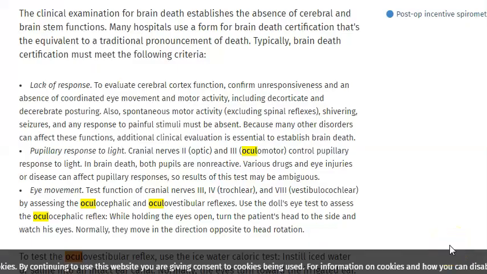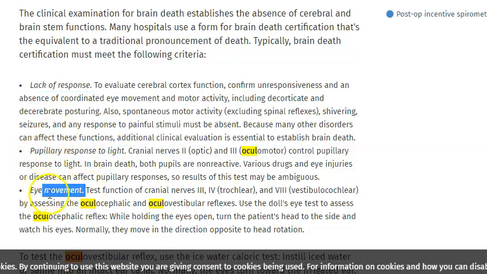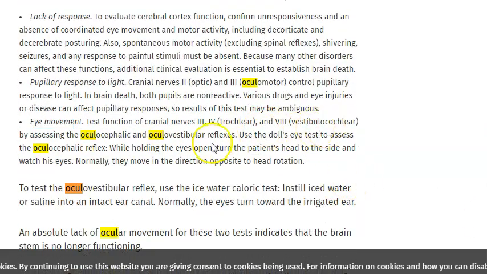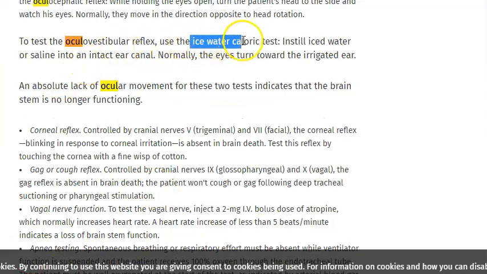So basically if a person is brain dead and they want to test for it, they use these kinds of tests, okay? Of the many tests, one of them is this eye movement. So basically they try to check for the movement of the eye. They use a lot of tests, and one of them is actually the vestibulo-ocular reflex. So here they are saying that they will use ice water.